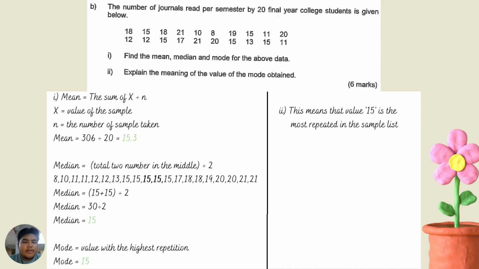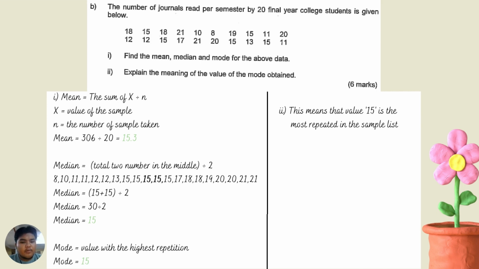Next is the median. Because the number of samples is 20, it is an even number. So if it is even, we will use the formula: the total of the two numbers in the middle divided by 2. We will list out all the data in ascending order. Then we will find the two numbers in the middle, which are 15. So we plug in the numbers: 15 plus 15 divided by 2. 15 plus 15 is 30. 30 divided by 2 is 15. So our median is 15.